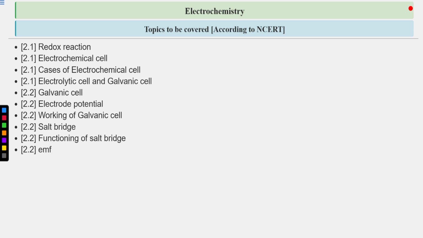And then we will see what EMF is. Then how we can calculate the EMF for a particular cell, the calculation of EMF. And lastly, we will cover the cell representation topic. Okay, so this is the detailed topic-wise information which we are going to cover in the lecture of NCERT Chapter 2, Electrochemistry, Theory Part 1.